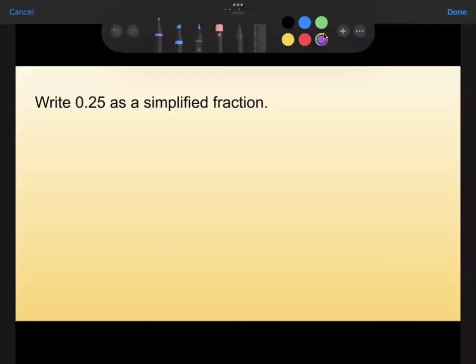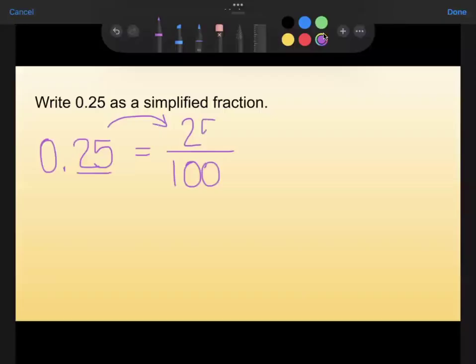Okay, here's our next one. We're going to write 0.25 as a simplified fraction. So I'm going to start by rewriting 0.25 over here. Now I need to decide on the denominator of the fraction. And again, that's based on place value. Since this decimal has two decimal digits, it goes out to the hundredths place. So I'm going to make 100 the denominator of the fraction. And then I'm just going to place what decimal digits I have on top of that. So 0.25 is the same as 25 over 100.